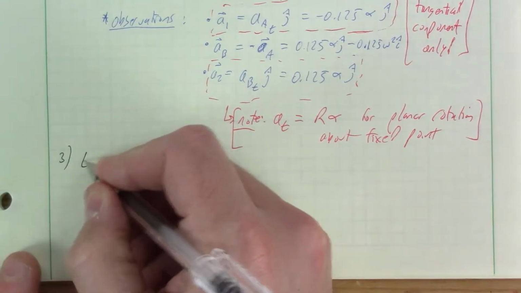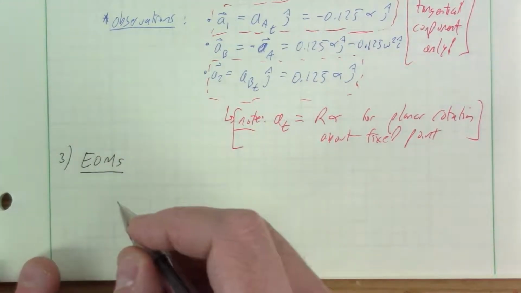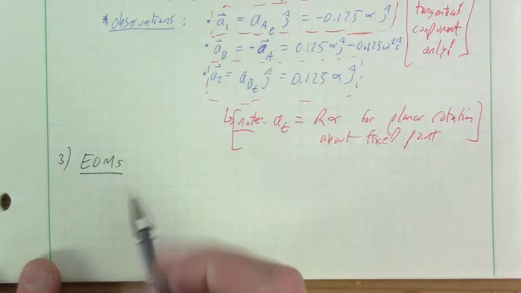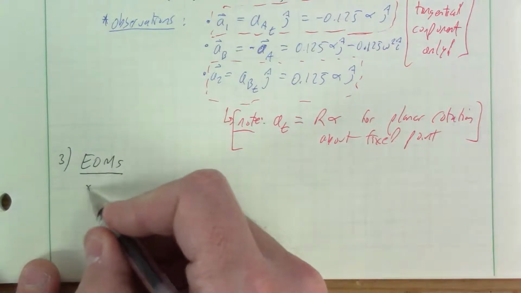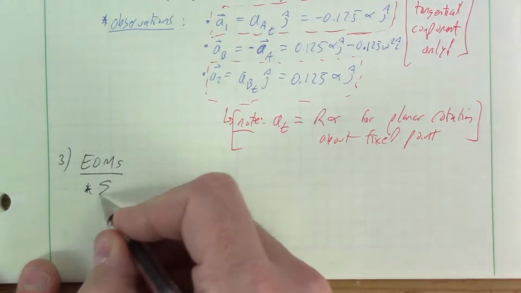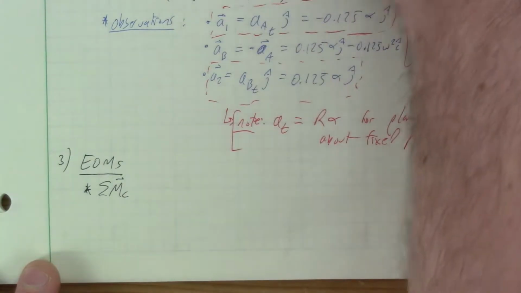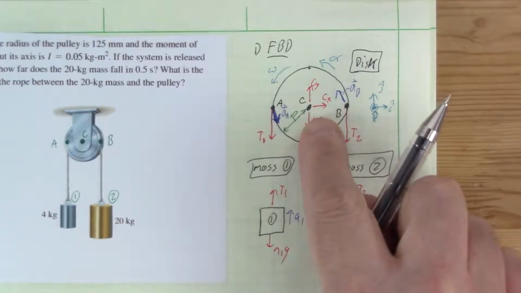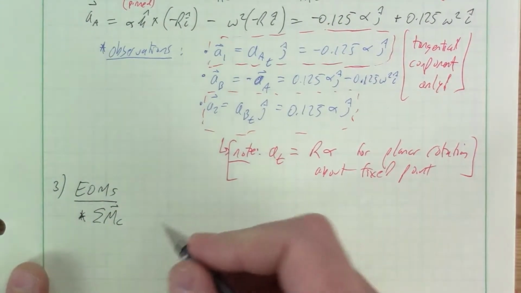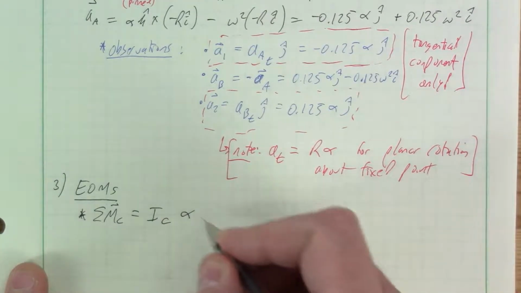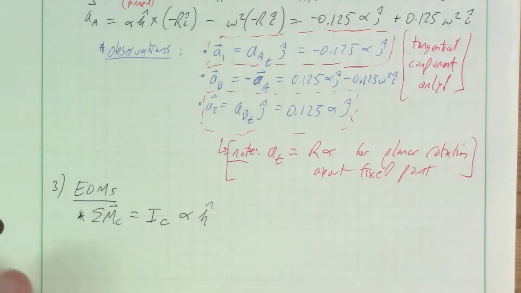All right, so let's now go to our equations of motion. Really, the heading should be equations of motion. Okay, I'm going to start with summing the moments about C. That's a fixed point, right? Because C is a fixed point, when we sum the moments, we can go to a nice, neat form, which is the moment of inertia about C times alpha k hat. Now that is also the center of mass of that round circular disk, right?